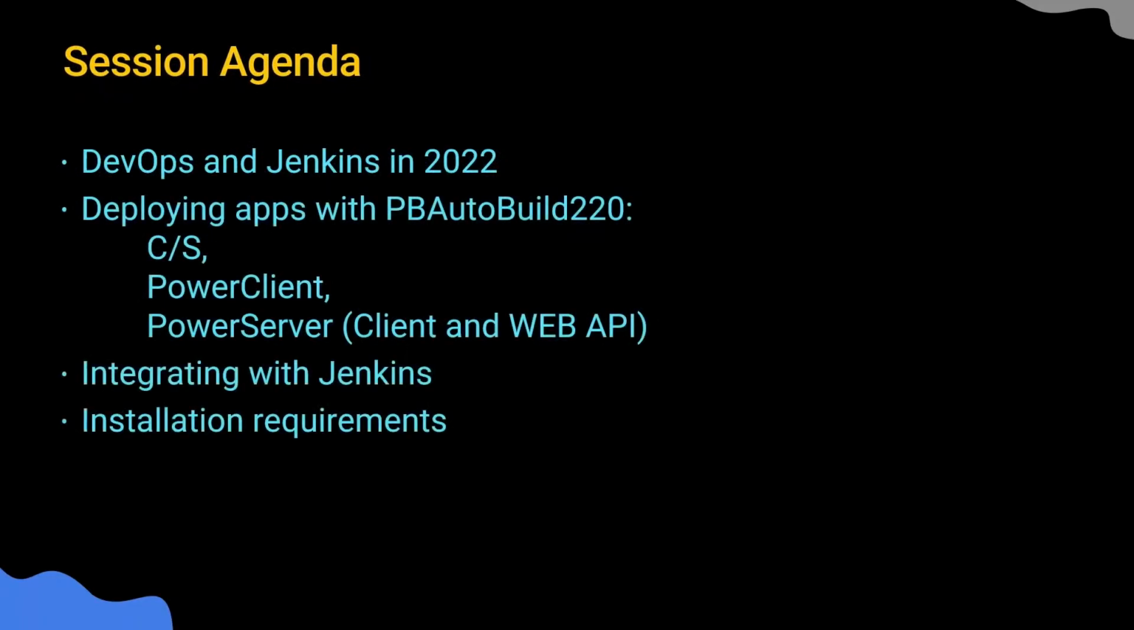The agenda of my presentation is, first, a brief look at DevOps and Jenkins today. Then we'll talk about what PBAutoBuild is, what's new in this latest version, and how to use it in different deployment types for client-server, PowerClient, and PowerServer, considering in this case the client-side and the web API. We will see how to integrate these deployments with PBAutoBuild and Jenkins. And finally, the installation requirements.